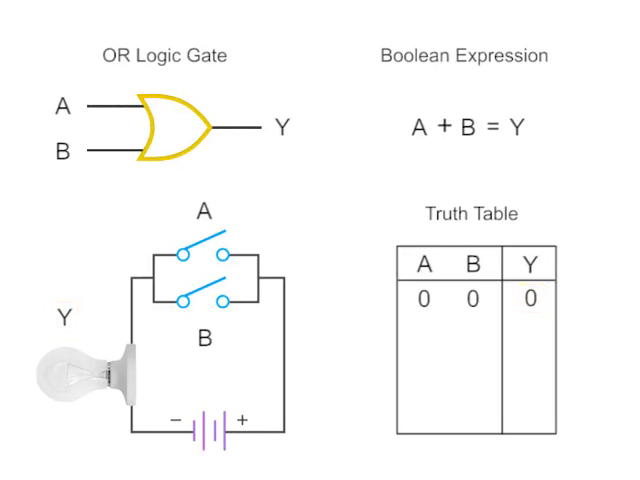Now, when either or both A and B are closed or high, then Y, or the output, is 1 or high, and the bulb lights. Place the closed states of the switches in the truth table. We see that when either A or B are 1, then Y is 1. If both A and B are 1, Y is also 1. Thus, in an OR logic gate, the output is high when any inputs are high.